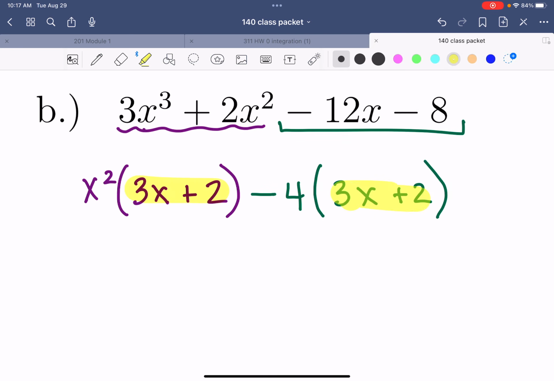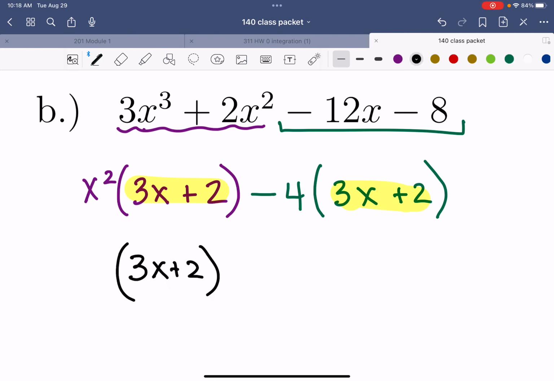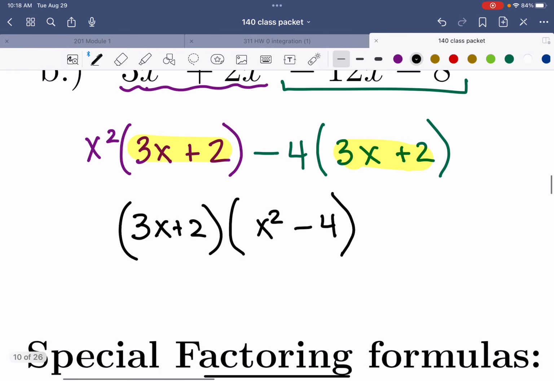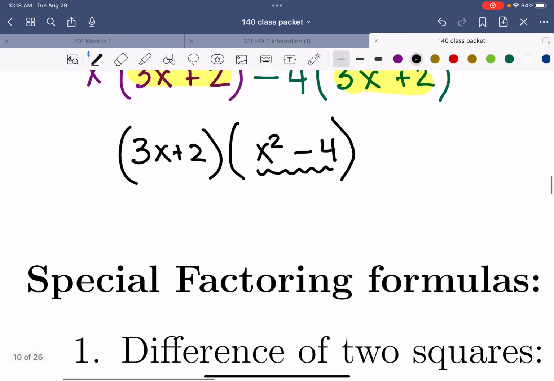Now look at what we've got. We've got inside parentheses that 3x plus 2 is the same in both places. So we're going to bring that to the front. And what's left in the first term is an x squared, and in the second term is a minus 4. Now, we didn't get there yet, but this is now a special factor, right? This is a special one. This is a difference of two squares, and it can be factored again. We'll come back in 1 second and finish that one up.